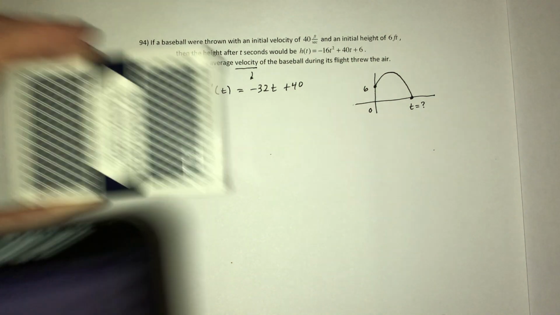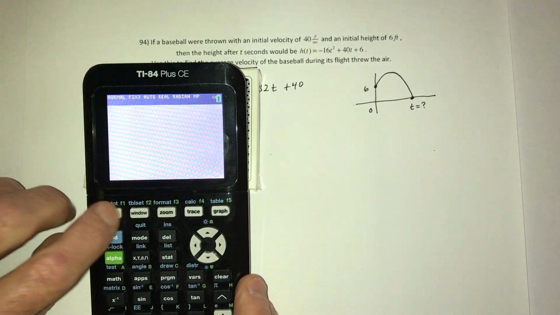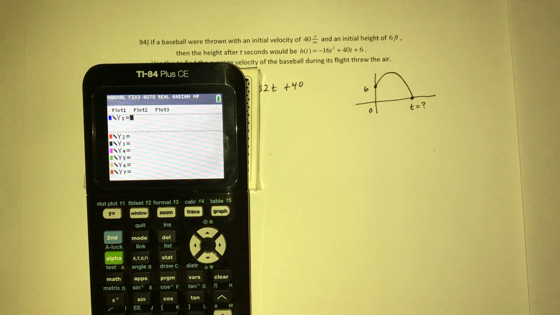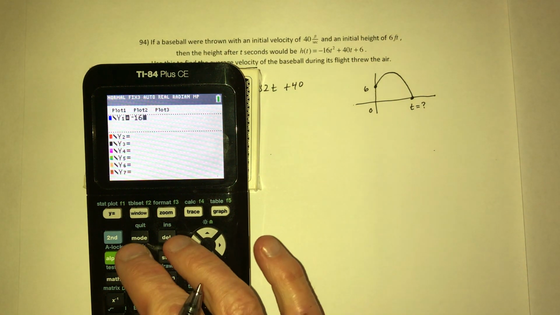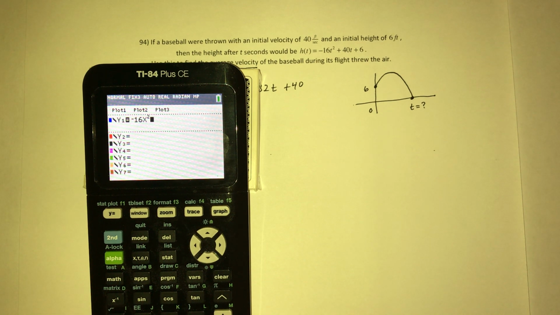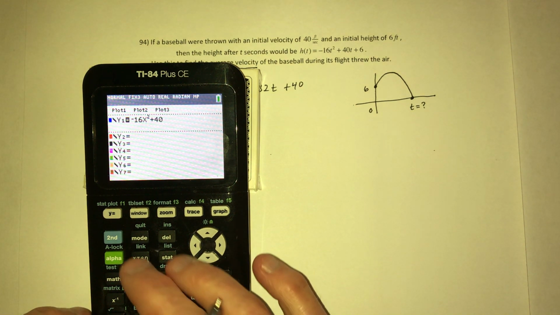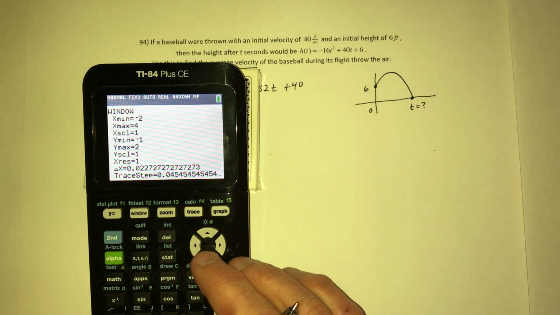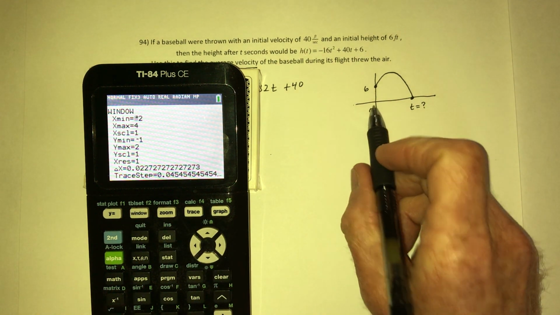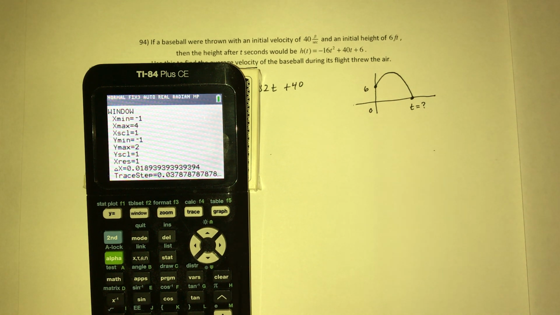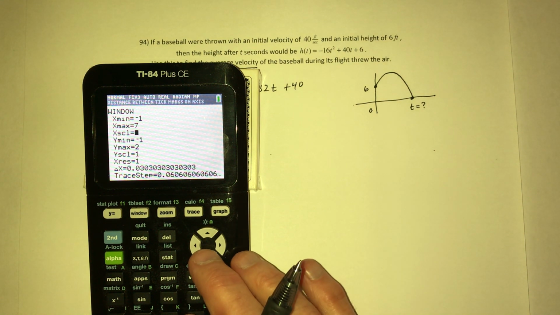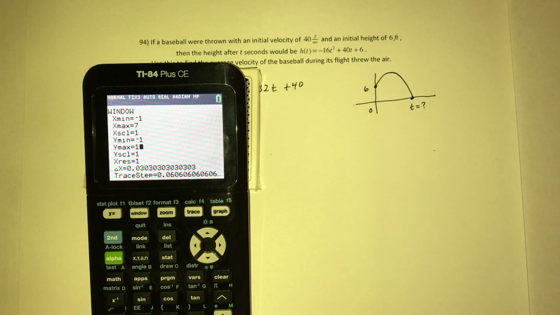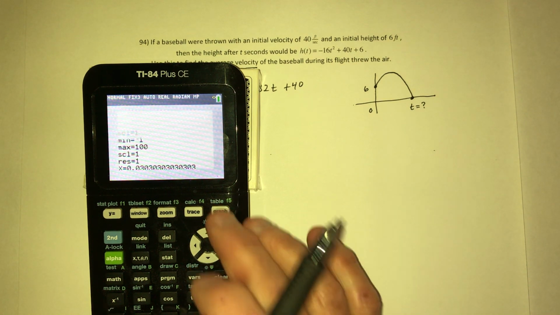So for that, you could graph that function, negative 16x squared plus 40x plus 6. And the window from, well, I want to be able to see this 0, so I'll put negative 1. And then for a baseball flying through the air, I would imagine 5 or 6 seconds. And then maybe it'll go 100 feet in the air.